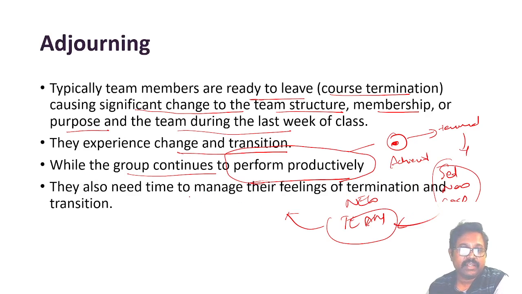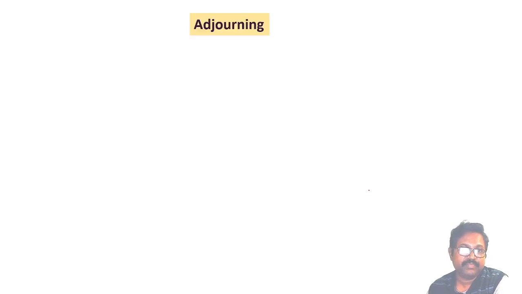They also need time to manage their feelings when there is a termination. As a group they will be acting as family members. All of a sudden, once the goal has been achieved, there will be a termination of the group. So it is the stage where they will go into a lot of emotional feelings.